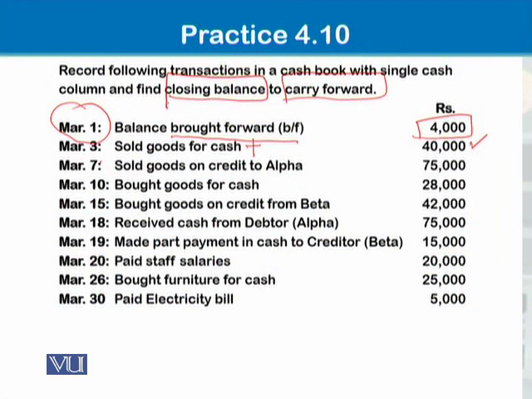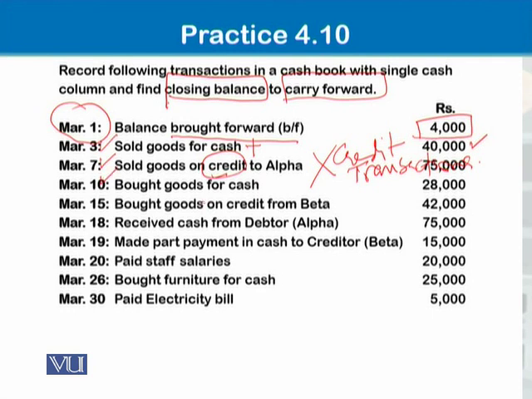Then comes on 7th, we have sold goods on credit to Alpha. Should we record this transaction in the cash book? No. A big no on it. Why? Because it's a credit transaction, and credit transactions are not recorded in the cash book. Cash book is meant for cash transactions only.